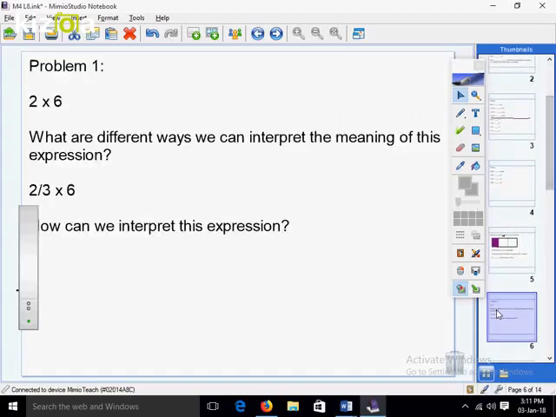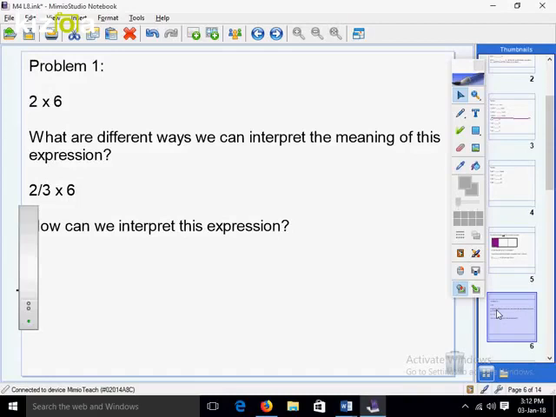2 times 6. We all know that 2 times 6 is 12, but there are different ways that we can interpret the meaning of this expression. I want you to think about that for a second. So hopefully you thought, yes, 2 times 6, but perhaps you also thought 6 times 2, right? We can switch it. 2 groups of 6 or 6 groups of 2.